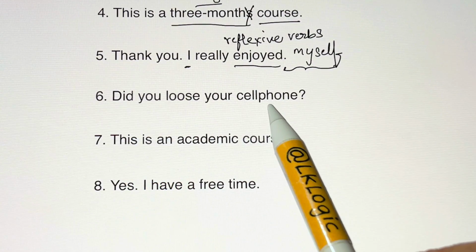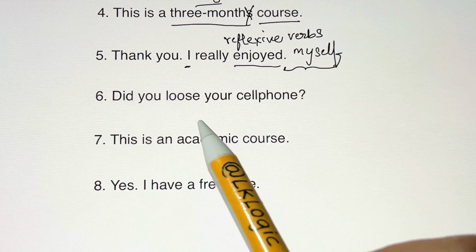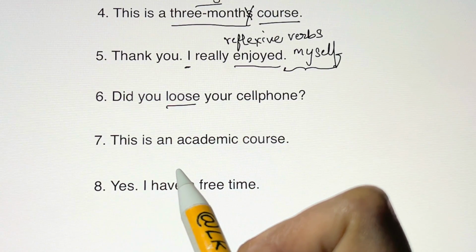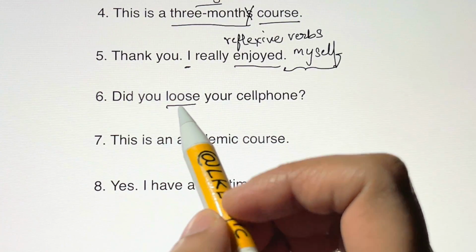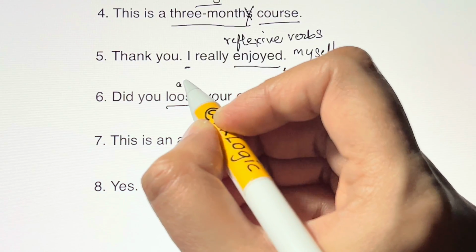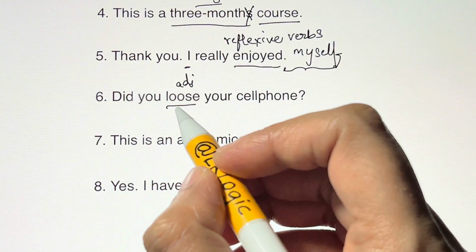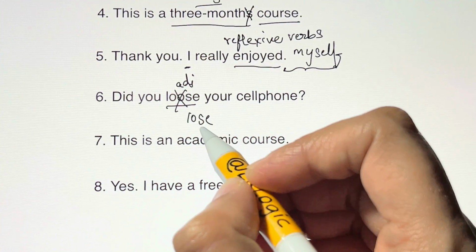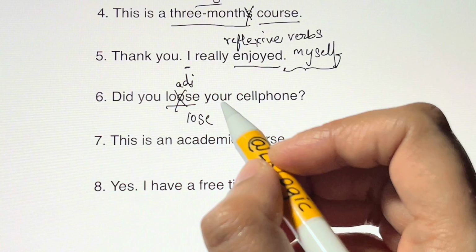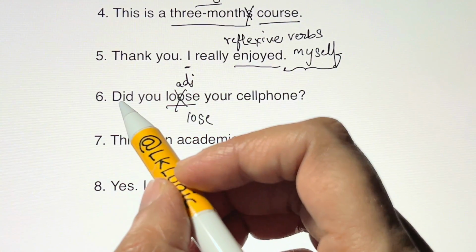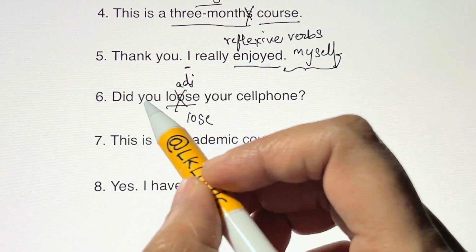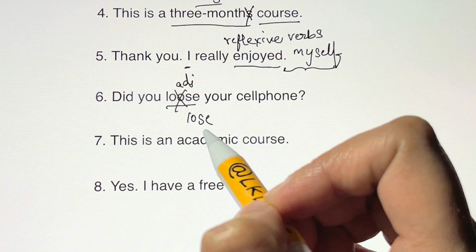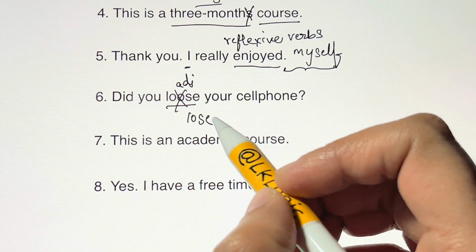Alright, number 6. Did you loose your cell phone? What's wrong with that? So many people make this error. This is actually a spelling mistake. You should be spelling the word this way. Loose is an adjective, which means not tight, and you need to use lose with one O for this. That's the opposite of find. So when you're losing your cell phone, you will use this lose. Did you lose your cell phone? Also, the pronunciation is lose, not loose. So this is the right answer.